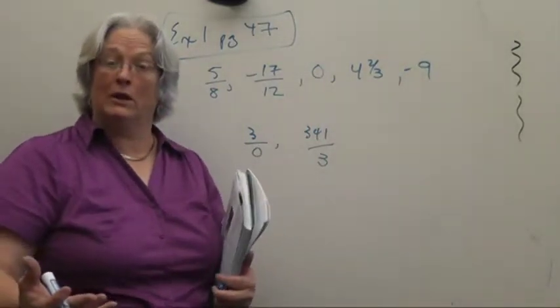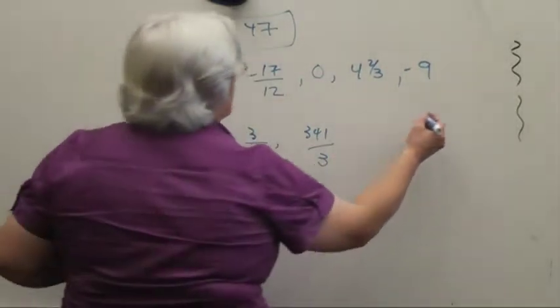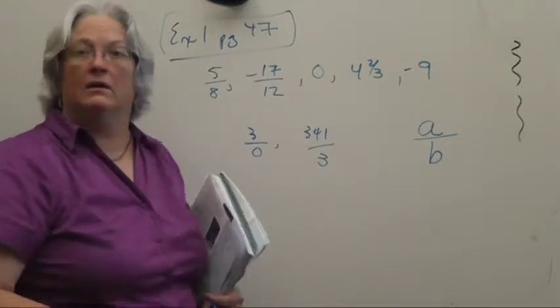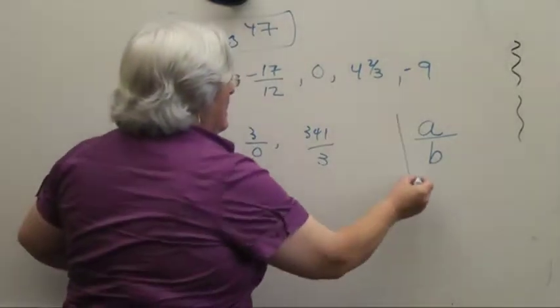What's a rational number again? It's a number that looks like a fraction. It's something that can be written as the ratio between a and b.